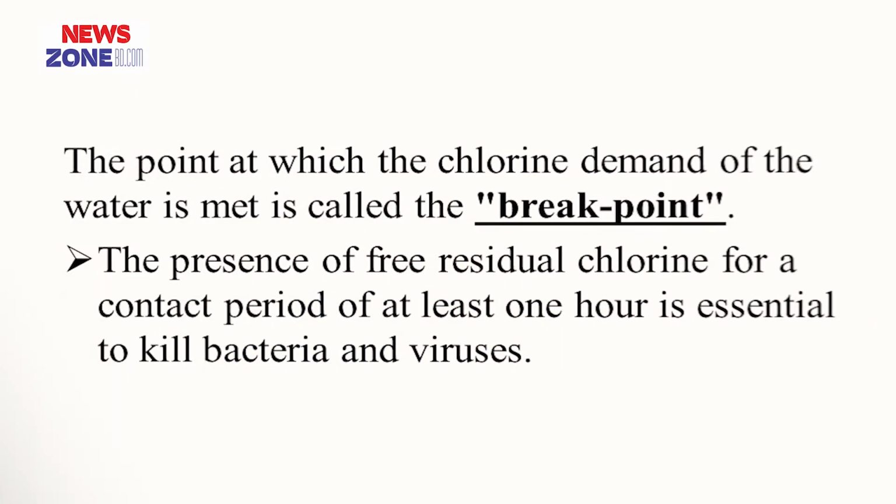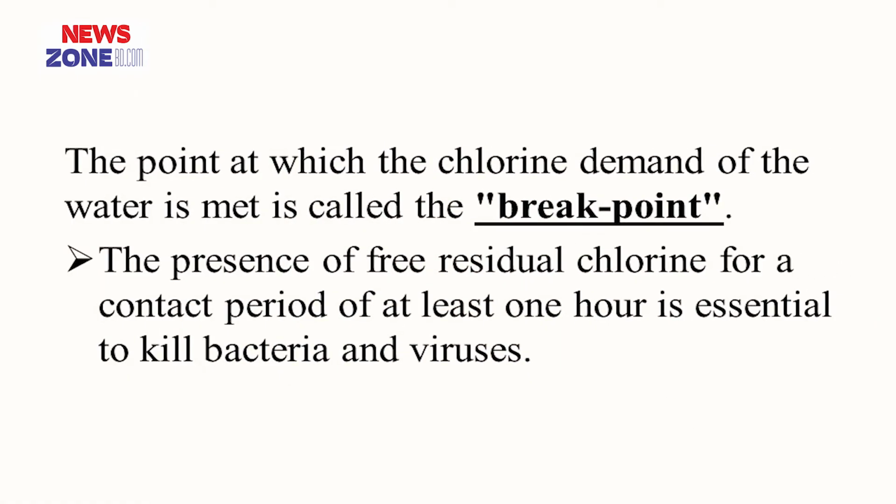Now we see what breakpoint chlorination is. The point at which the chlorine demand of the water is met is called the breakpoint chlorination. The presence of free residual chlorine for a contact period of at least 1 hour is essential to kill bacteria and viruses. The minimum recommended concentration of free chlorine is 0.5 mg per liter for 1 hour. The sum of the chlorine demand of the specific water plus the free residual chlorine of 0.5 milligram per liter constitutes the correct dose of chlorine to be applied.